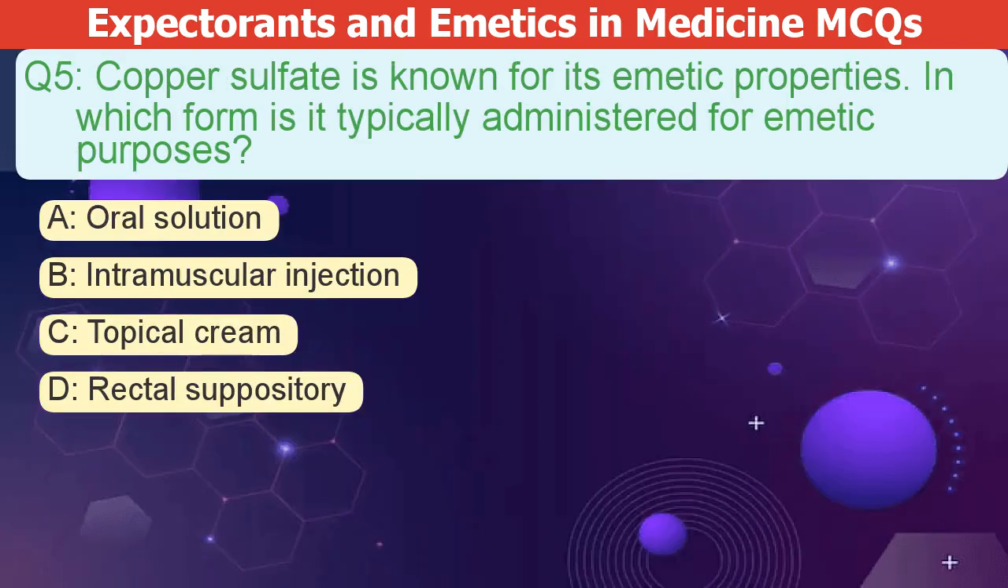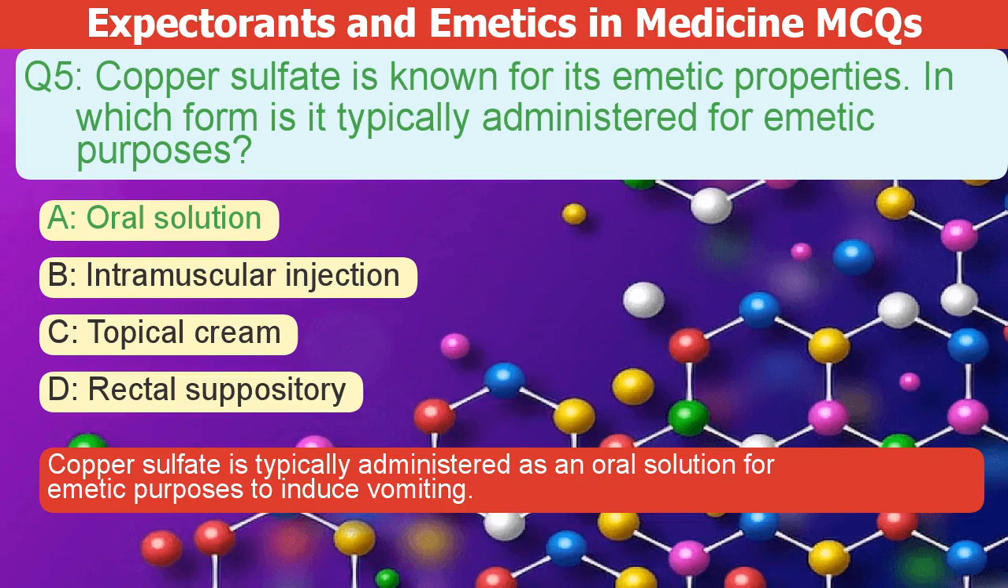Copper sulfate is known for its emetic properties. In what form is it typically administered for emetic purposes? A. Oral solution. B. Intramuscular injection. C. Topical cream. D. Rectal suppository. The correct answer is A. Copper sulfate is typically administered as an oral solution for emetic purposes to induce vomiting.